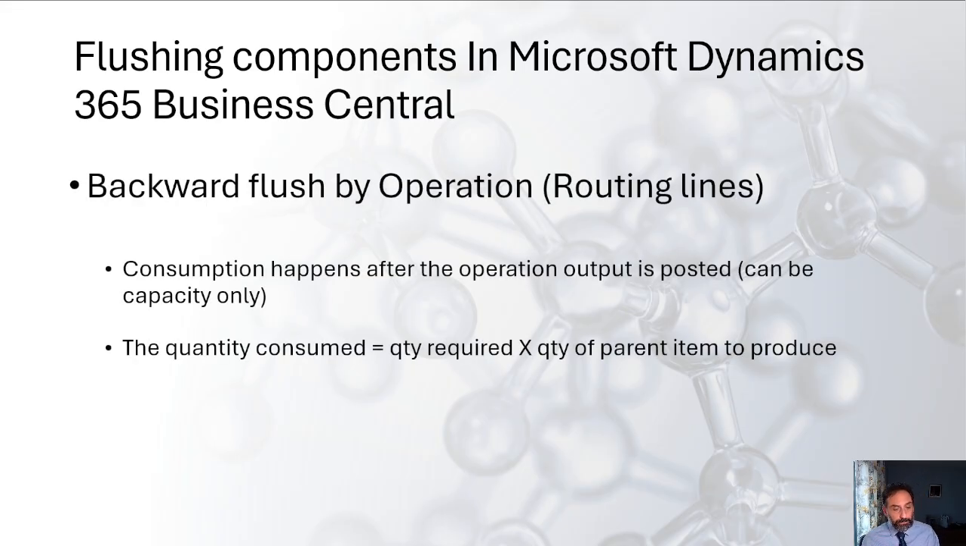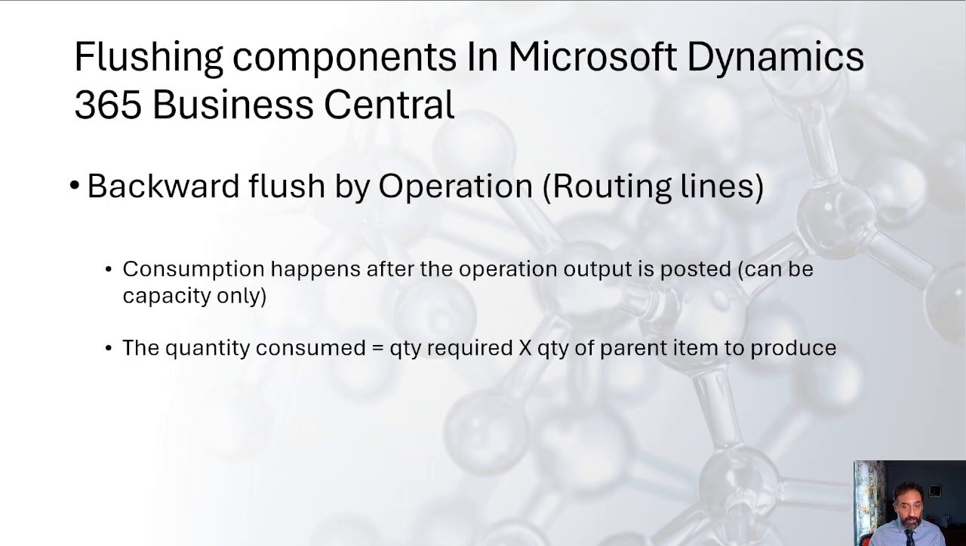The last flushing method, let's call it like that, is backward flush by operation. In this case, we also use the routing lines, pretty much what we learned about forward flush by operation. The consumption happens after the operation is posted, instead of before. In this case, it can be capacity only, so you don't have to complete the output.